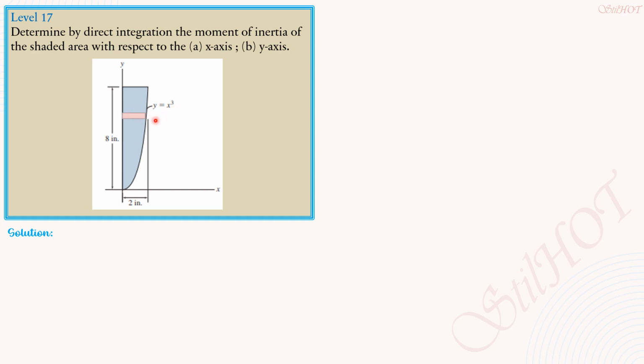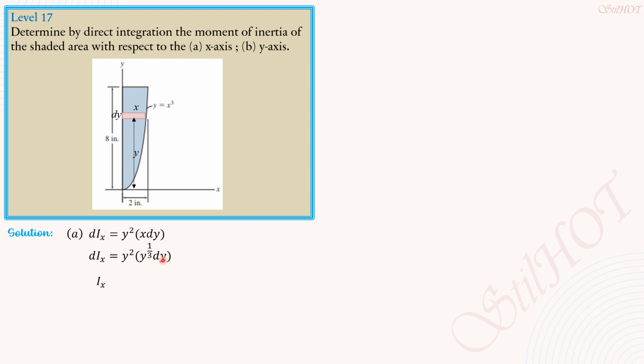So the length of the strip is x and the thickness is dy, as shown, and the distance of the strip from the x-axis is y. Therefore, differential Ix is equal to distance squared, y squared, times differential area, which is x dy, where x is from y equals x cubed, so x is the cube root of y. So differential Ix is y squared times the cube root of y, or y to the 1/3, dy.